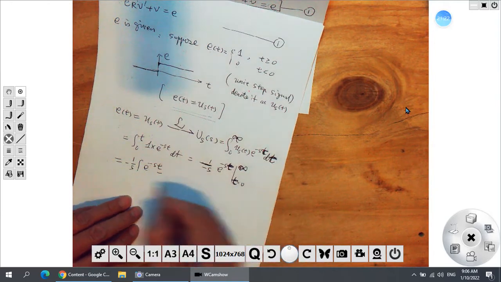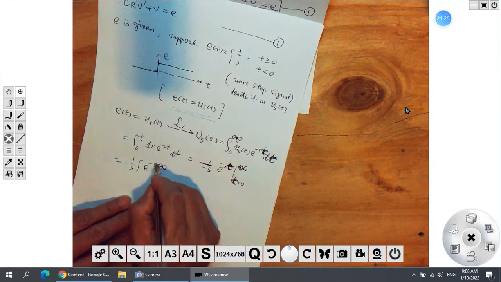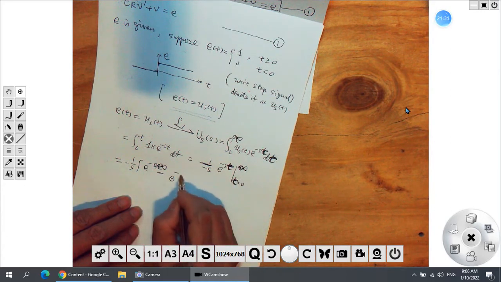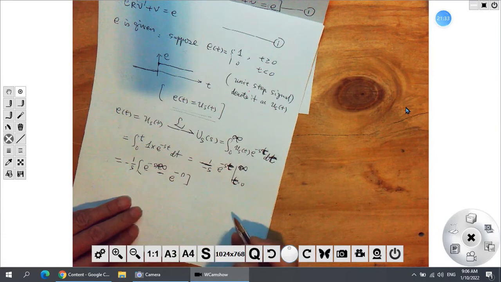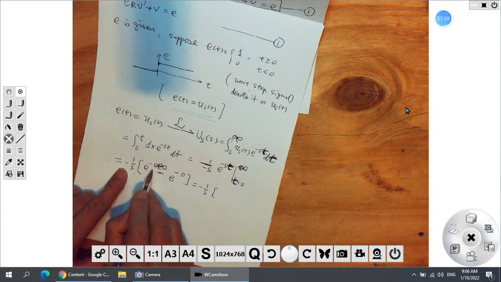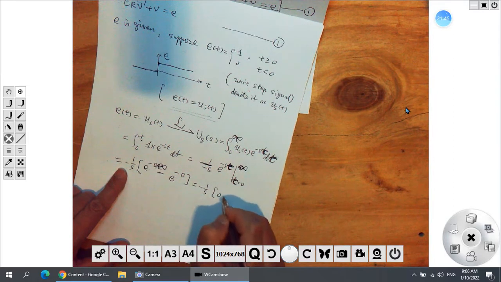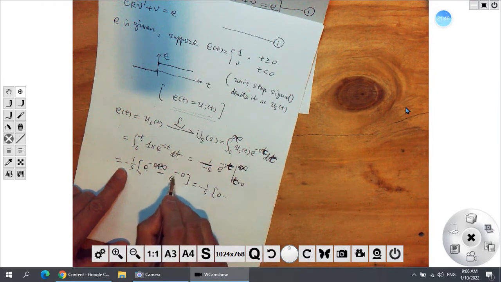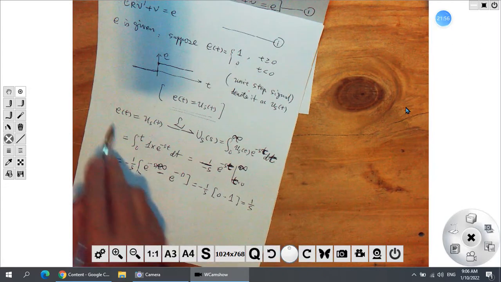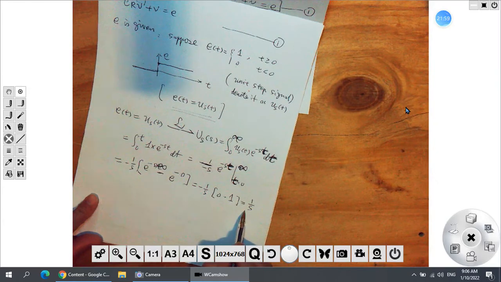Alright. Then t is now infinite, and minus this t times 0, the e to the negative s times 0 is 0. Then we have negative 1 over s. When this goes to infinity, you get 0. 0 minus this e to the 0, which is 1. So we have negative 1 over s times negative 1, which is 1 over s. So E of t by Laplace transform, you get 1 over s. Okay, this is one side.